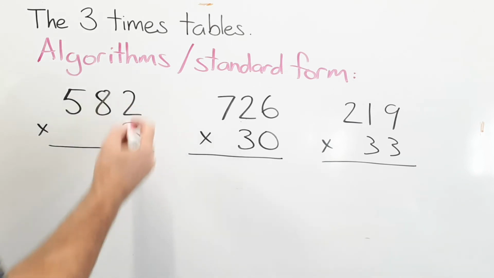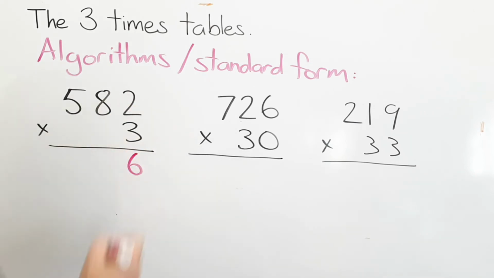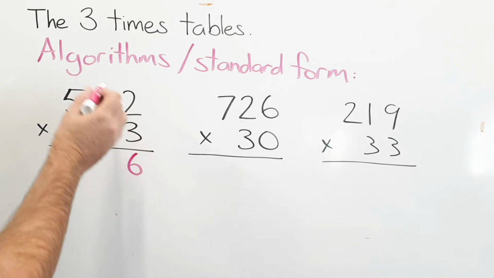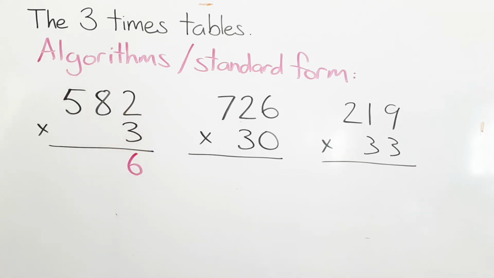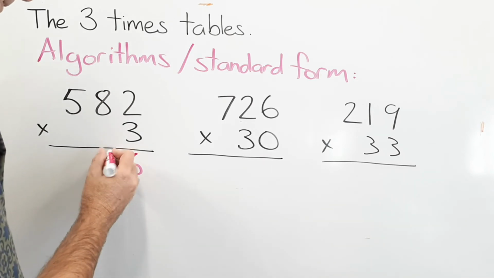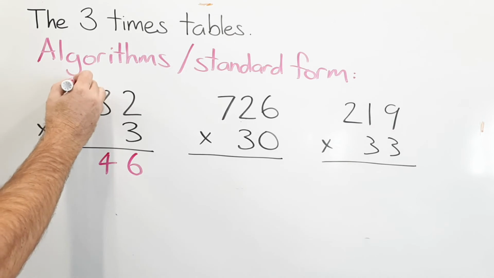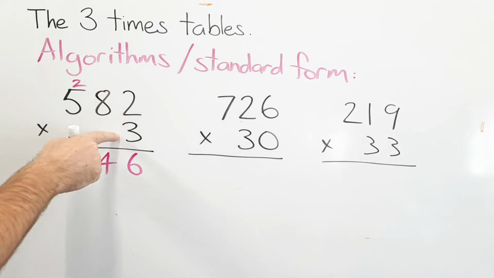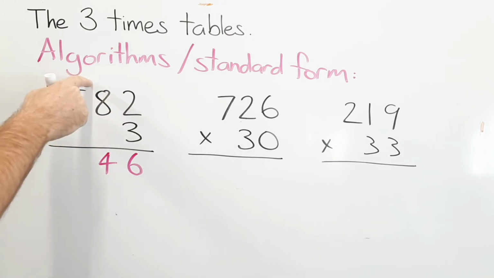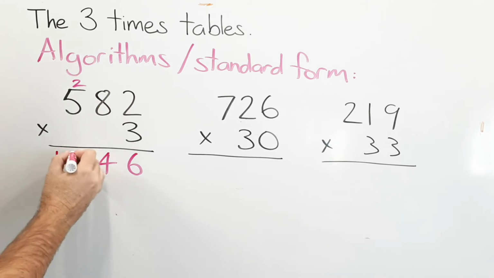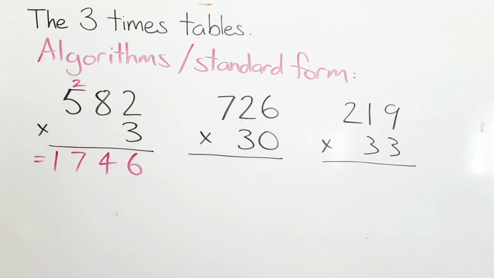So we know 3 times 2 is 6. We don't need to carry a 10 over because it's less than 10, so that is our answer. 3 times 8 we know is 24. We'll put the 4 there, that's 4 tens, and the 2 hundreds up in the hundreds. We know 3 times 5 is 15, plus 2, 17. Our answer there, 1,746.